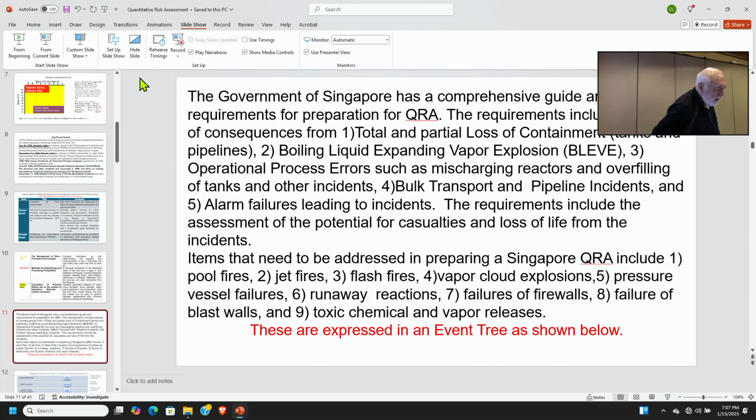All right, items that need to be addressed in preparing a Singapore QRA include pool fires, jet fires, flash fires, vapor cloud explosions, pressure vessel failures, runaway reactions, failures of firewalls and failures of blast walls, and toxic chemical and vapor releases. These are all expressed graphically in the event tree that I'm going to show you in just a second. This next slide is compact because it's a lot of information, but bear with me because I go through it in parts.